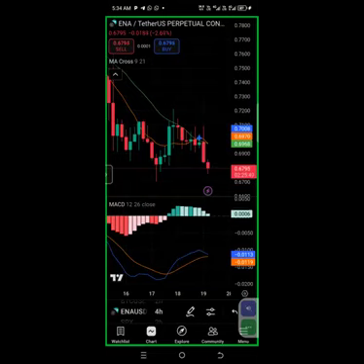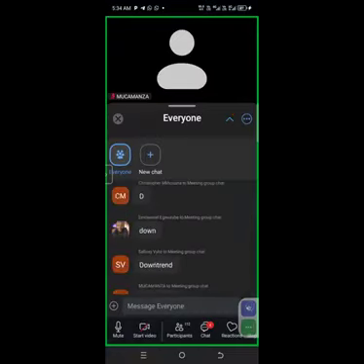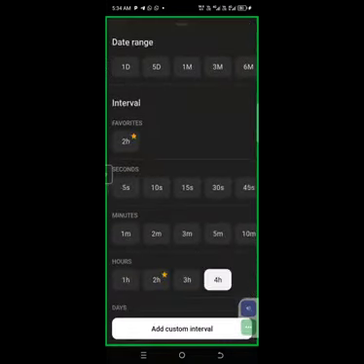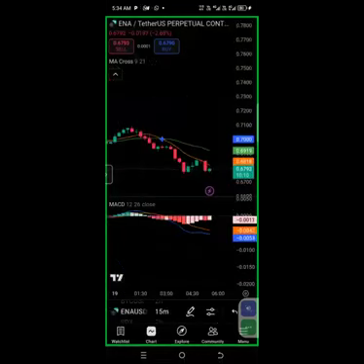Now, is this uptrend or downtrend? Let me know. This is the 4 hour time frame. Uptrend or downtrend? All right. Very good. Okay, so let's look at it on the lower time frame. Is it uptrend or downtrend?